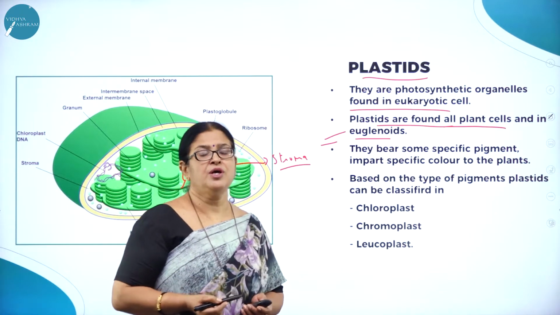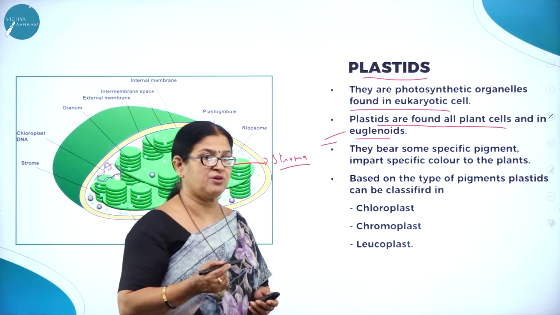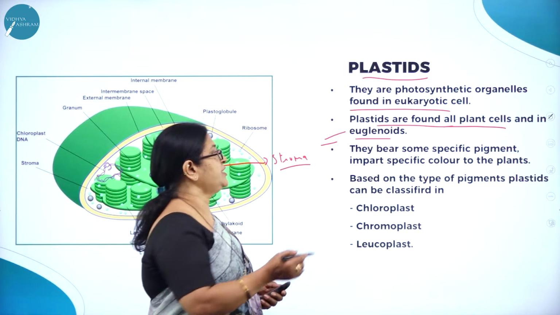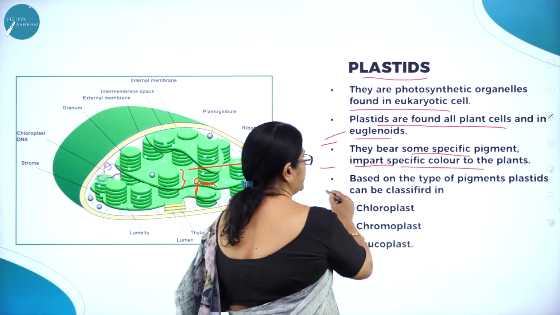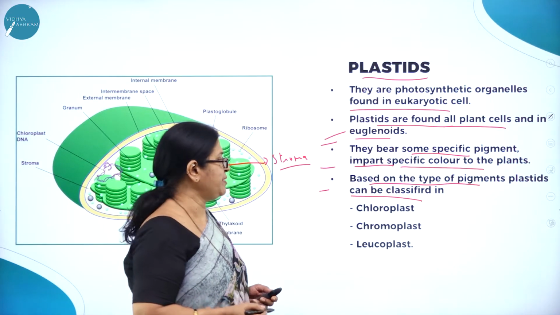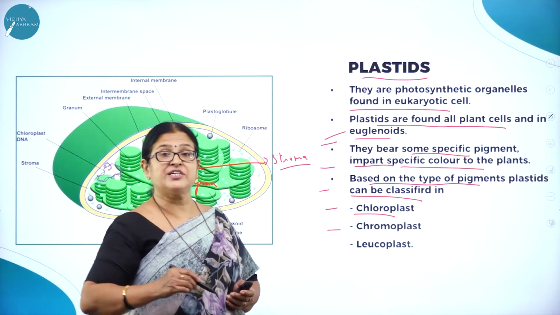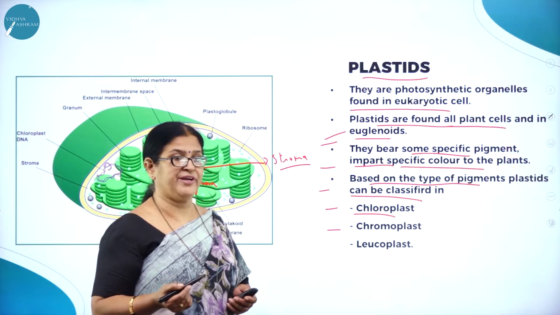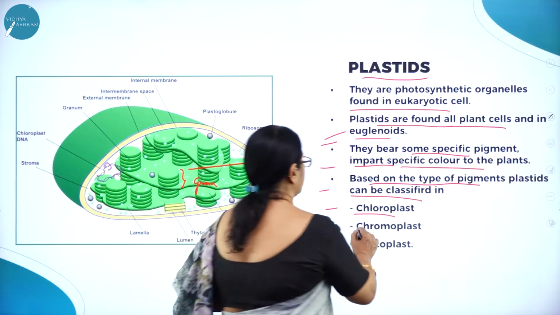I think all of us know most plants are green in color, and that green color is due to the presence of the green coloring pigment called chloroplast. Right, so they bear some specific pigment, impart specific color to the plants. Based on the type of pigments, plastids can be broadly classified into chloroplasts, and I hope you remember there are different colored flowers with a different color, blue color, yellow color, red color, carotene, right? So they are called chromoplasts. Colored pigments are called chromoplasts.